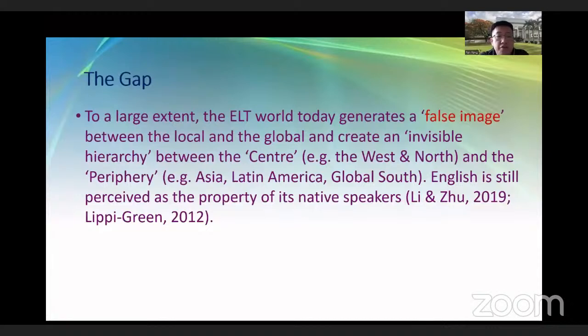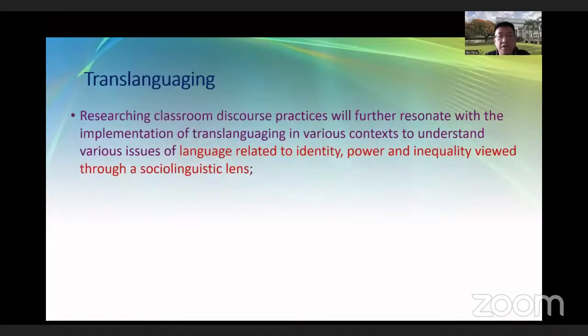ELT would generate a false image between the local and the global and create an invisible hierarchy between the center and the periphery. So English is still perceived as the property of its native speakers. While for translanguaging, as I mentioned, we need to look at classroom discourse from the pedagogical translanguaging perspective, which will further resonate with the implementation of translanguaging in various contexts to understand various issues of language related to identity, power, and inequality viewed through a sociolinguistic lens.